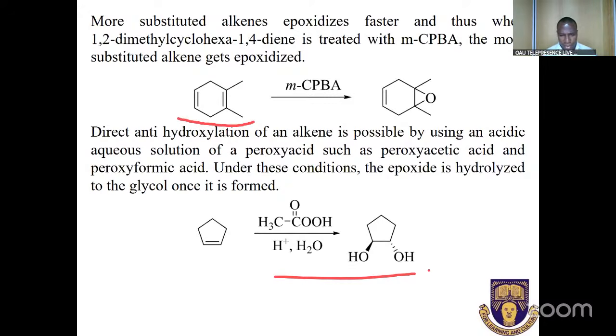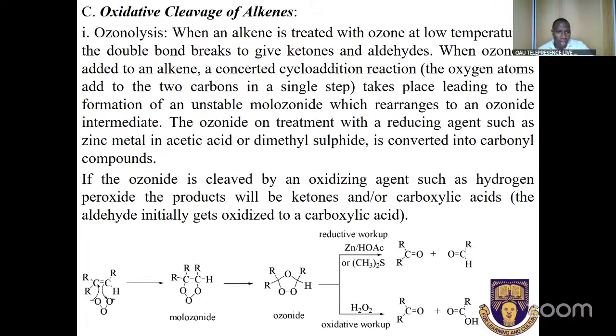And so, yes, you can have this type of reaction. Again, this is just showing that we can form epoxides from alkenes. And then C, the third class of oxidation reaction we'll consider is oxidative cleavage of alkenes. The first reaction we'll consider under oxidative cleavage is ozonolysis.